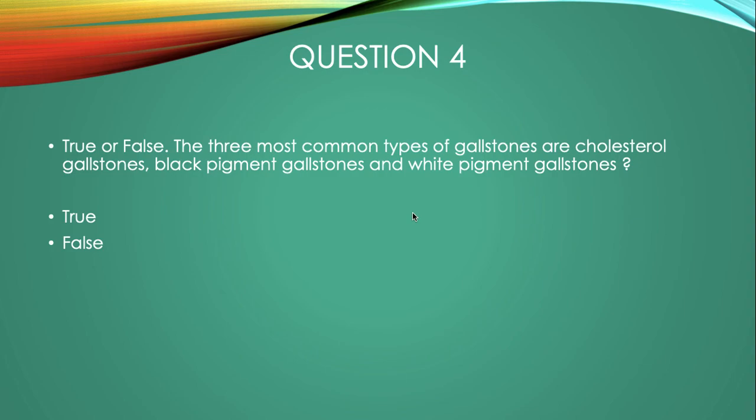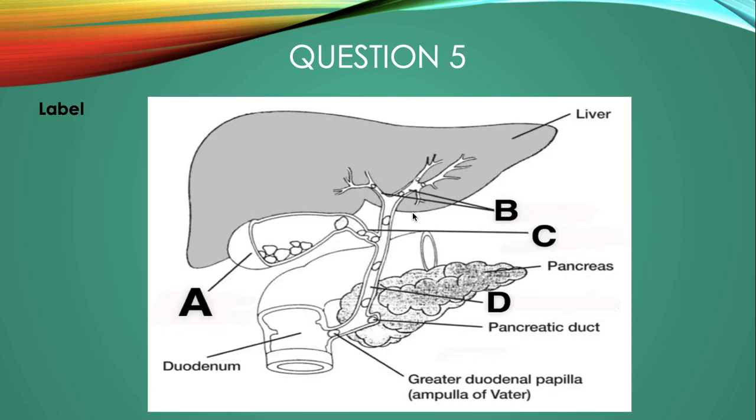Question 4. True or false? The 3 most common types of gallstones are cholesterol gallstones, black pigment gallstones, and white pigment gallstones. And question 5 is a couple of labelings. There's only 4, so A, B, C, and D.